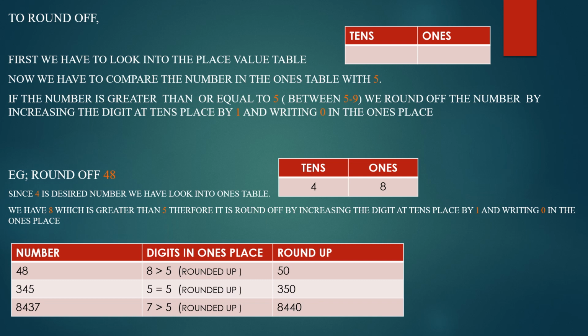Okay, we are moving forward. The same way 345, since 4 is the desired number and 5 comes in the ones column. Since 5 is equal to 5, we round up and we get 350. And the same with the last number, 8437. 3 is the desired number, 7 is in the ones column. 7, since it is greater than 5, we round up and we get 8440. So that is called rounding off to the nearest 10.